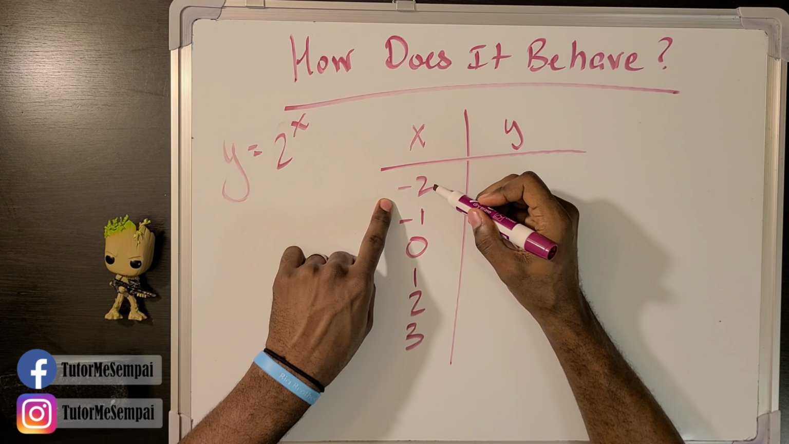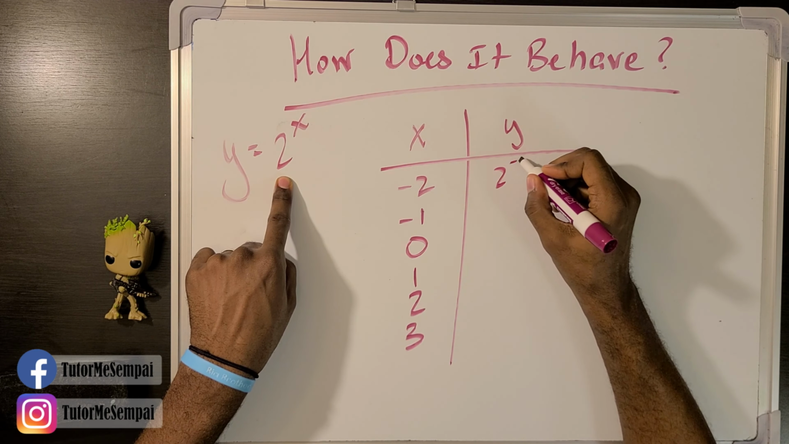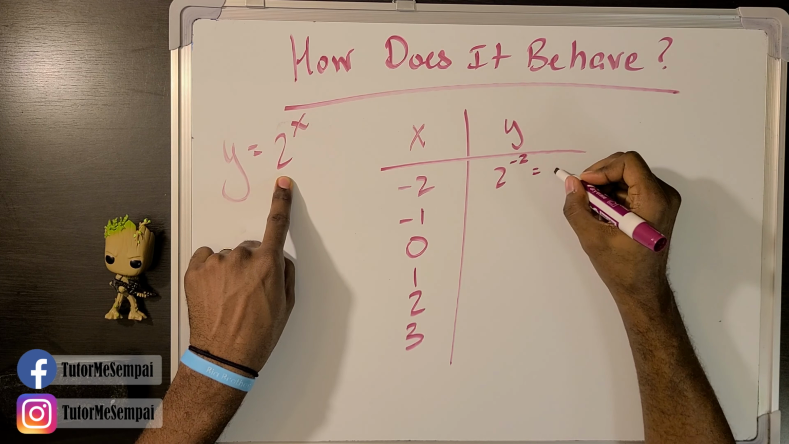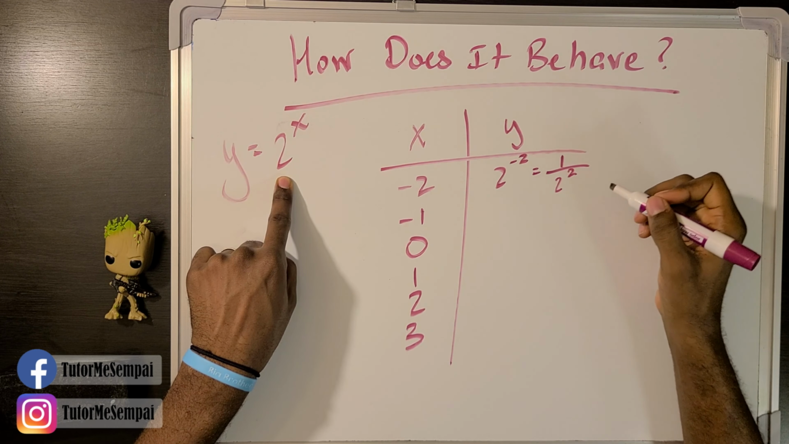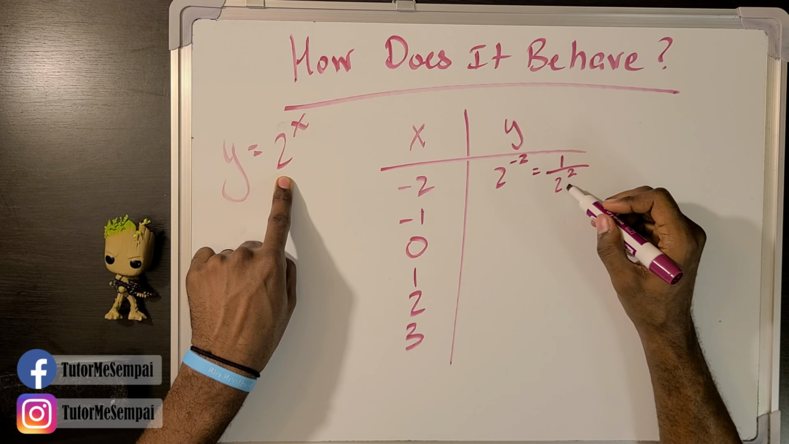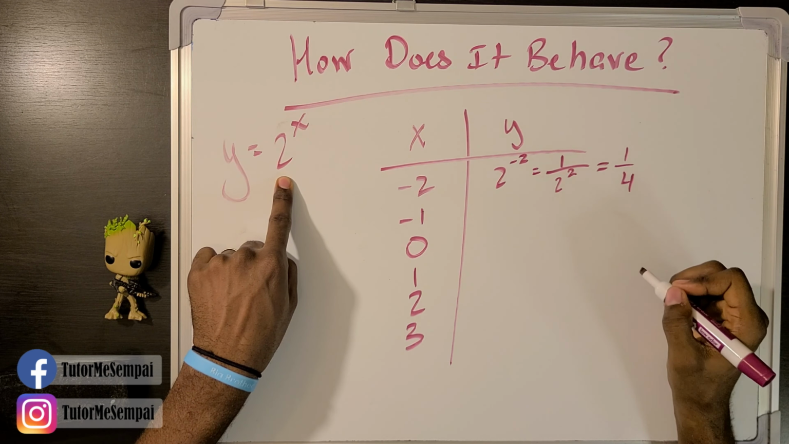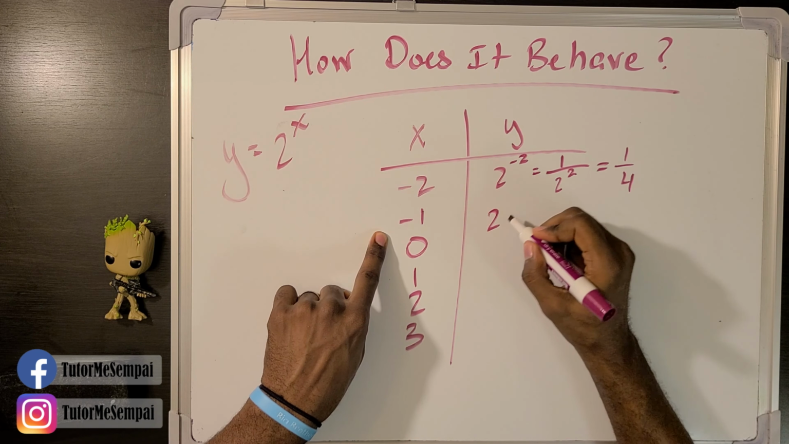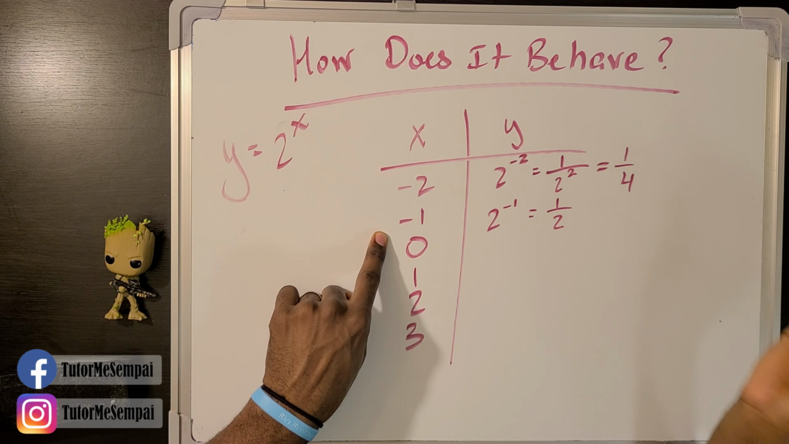When x is -2, you're going to plug that in. What do you get? Well, you get 2 to the -2. And you know, negative exponents really mean that you have to flip this, right? 2 squared, and your 2 squared is in the denominator. Well, what's 1 over 2 squared? That's 1/4. All right. How about when x is -1? So that's 2 to the -1. That's 1 over 2, which is a half.